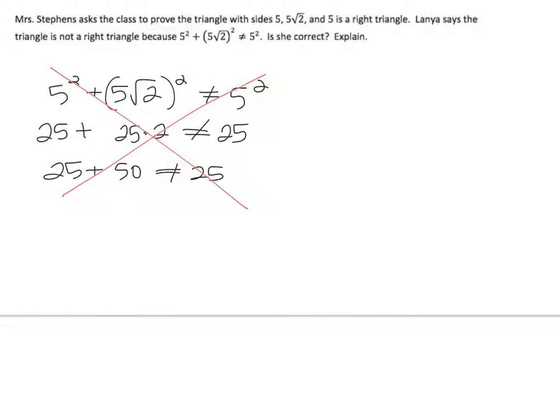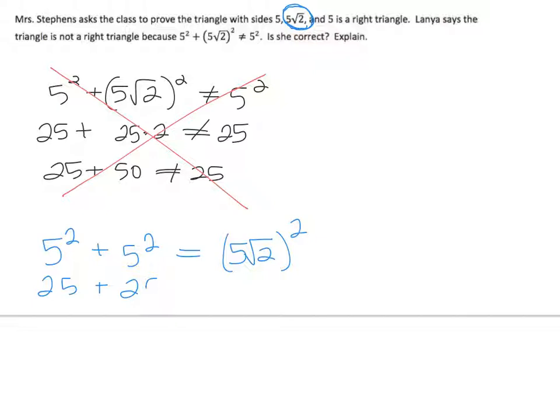What I just said with the last slide is the longest measurement is always the hypotenuse. Always. So if Lena wanted to figure out if it was a right triangle or not, she has to set up the Pythagorean theorem correctly. So I need the shorter legs to be A and B, and the longer leg to be C. So here we have 25 plus 25 is 50. If I square this, I get 25 times 2, which is 50. So this is actually a right triangle.